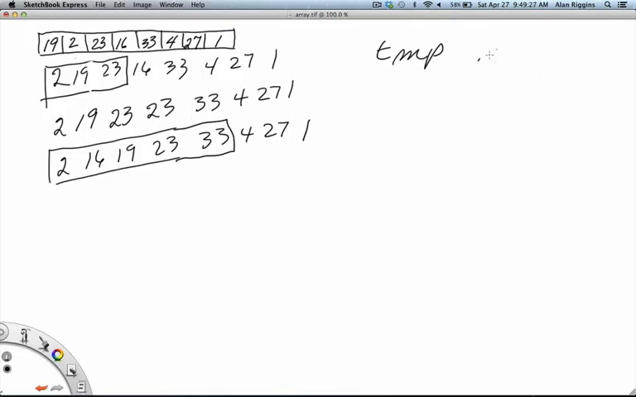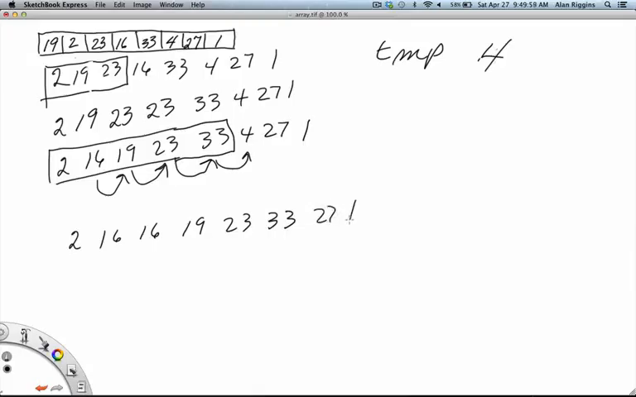So again, we put 4 here in temp, and we start shifting. So we move the 33 here, the 23 here, the 19 here, the 16 here. So what this looks like before we drop in the 4 is 2, 16, 16, 19, 23, 33, 27, and 1. So then the final step here is to drop in the 4 here.